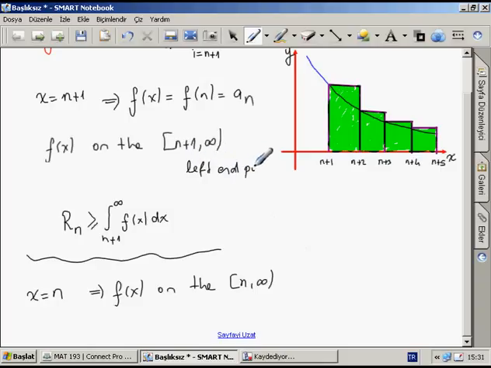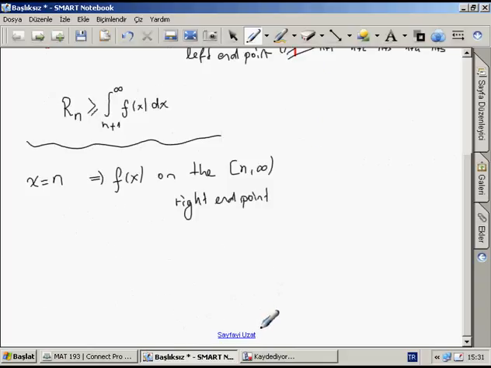Here the left endpoints, as you see, are the left endpoints of the rectangles, and now we'll take the right endpoints, so the graphic will be approximately like that.